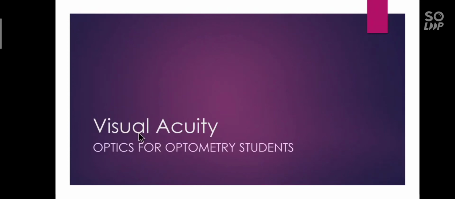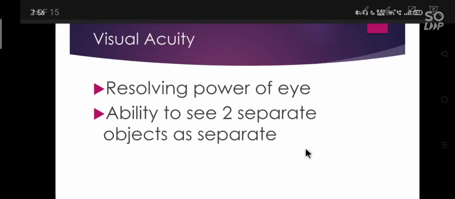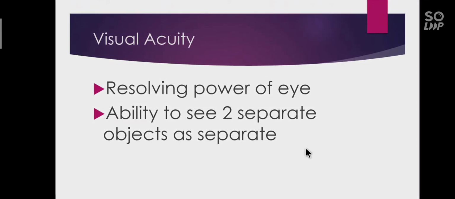Hi viewers, in today's channel segment Optics for Optometry Students, we are going to discuss in detail about visual acuity and its classification. Visual acuity is the resolving power of the eye. It is the ability to see two separate objects as separate. That is, when you present 2 points or objects to the eye, it should be able to see the objects or 2 points as two. It can also be told like ability of the eye to see a gap between two things.